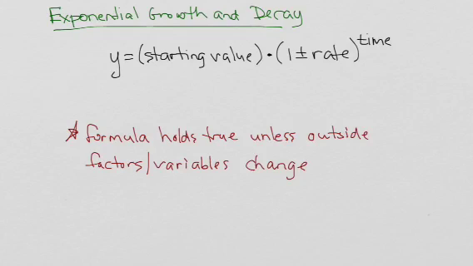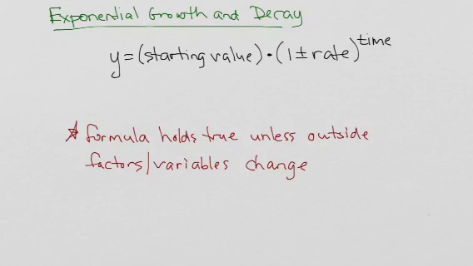Alright, so today we're going to continue with exponential growth and decay. We've learned a little bit about the formula, we've done some pieces of it, but now we're going to actually do some real problems. We're going to have our starting value, our 1 plus or minus our rate, depending on if it's growth or decay, and then that exponent of time.